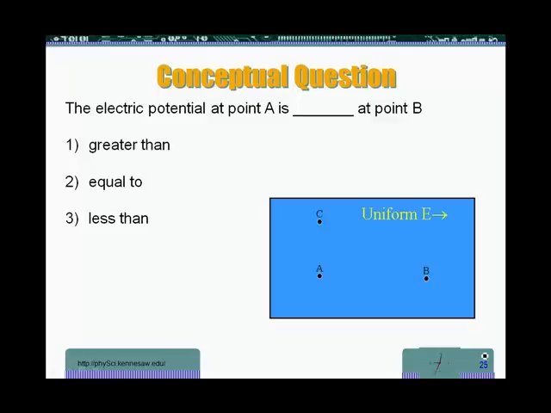In this recording, we'll work a few conceptual question examples, and one question that we'll work with numbers. In this first question, we are asked to compare the electrical potential at point A to point B, knowing that we are in a region where we have a uniform electrical field pointing from A towards B.